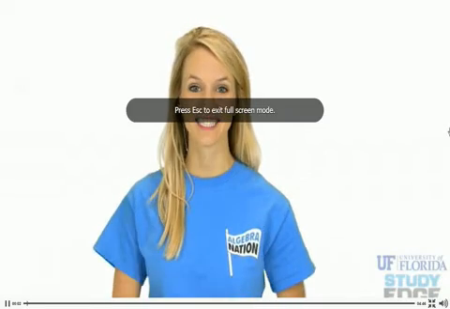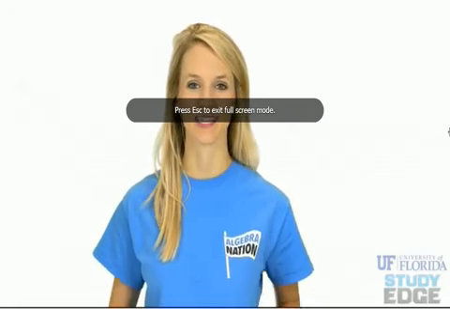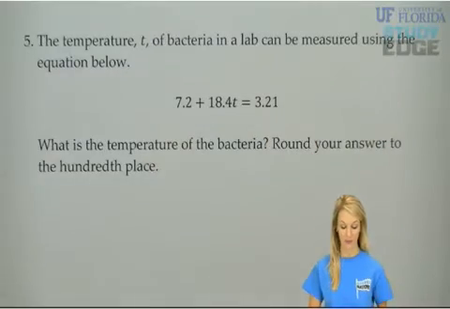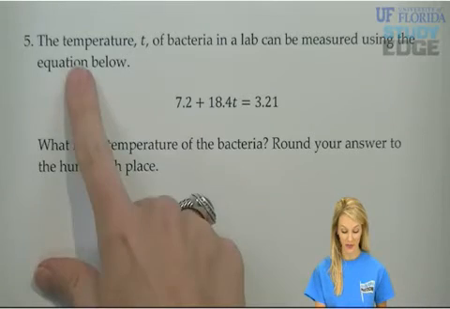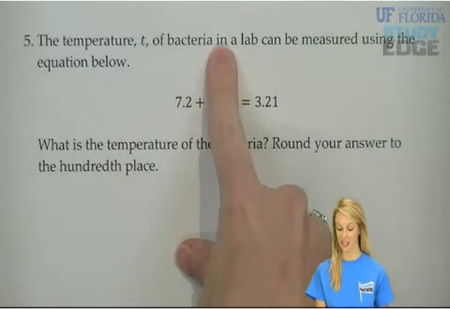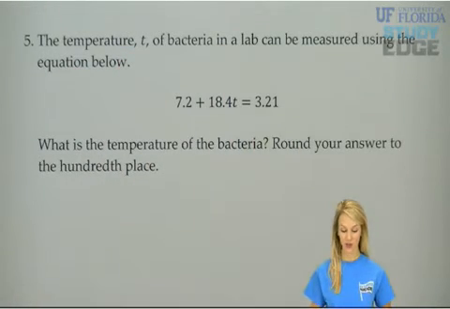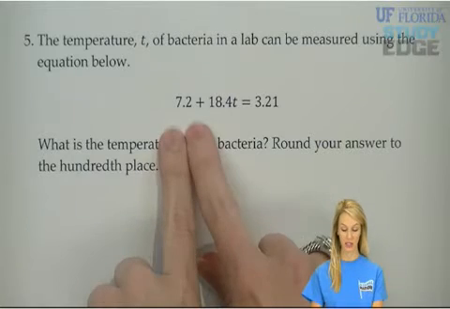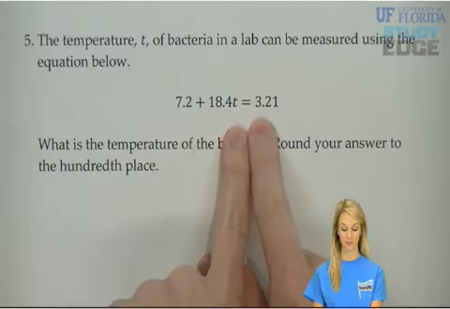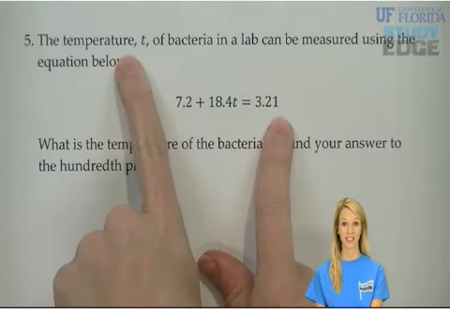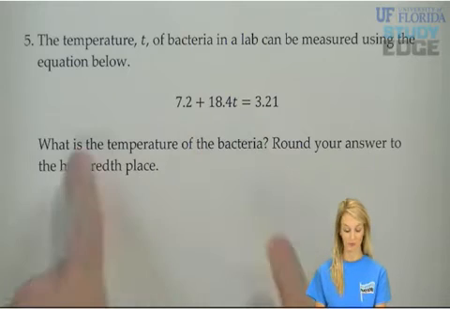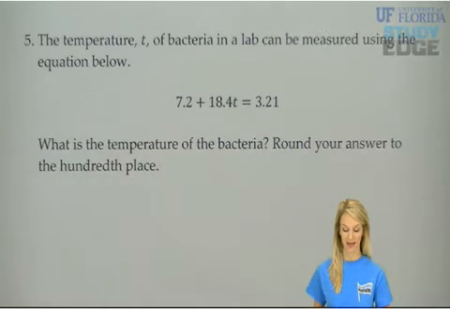Alright, Nation, let's figure out another problem where we're trying to solve for a variable. In this problem, looks like a biology problem. We've got the temperature, T, of bacteria in a lab that can be measured using the equation below: 7.2 plus 18.4 T equals 3.21. T is temperature. That's what we're trying to solve for. What is the temperature of the bacteria? Round your answer to the nearest hundredths place.